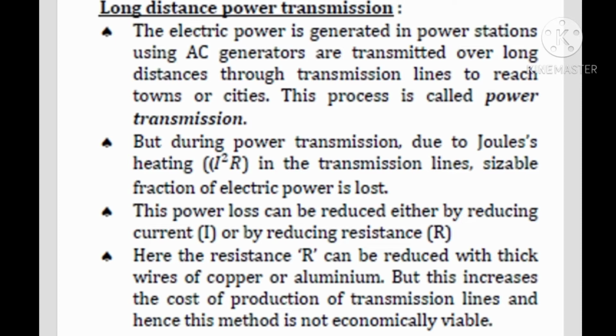The electric power is generated in power stations using AC generators and transmitted over long distances through transmission lines to reach towns and cities. This process is called power transmission.